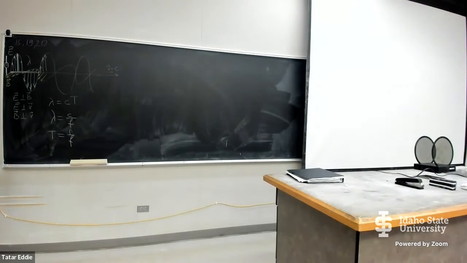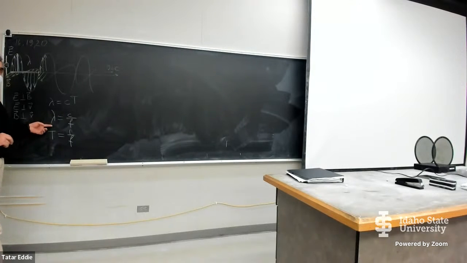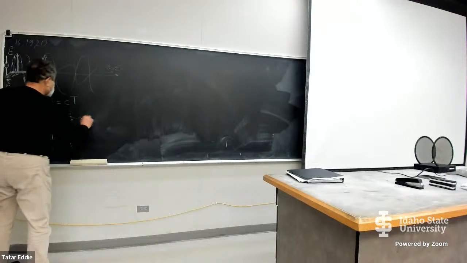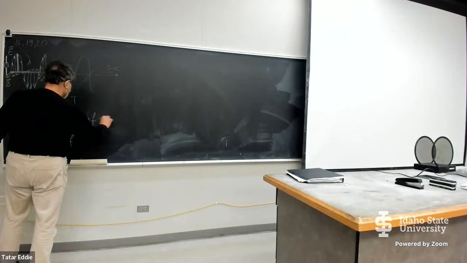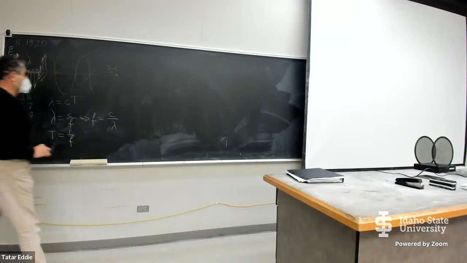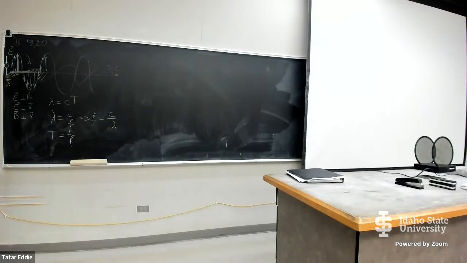So, in other words, from here, the frequency is equal to the speed of light divided by the wavelength. This is the frequency, easily calculable once you have the wavelength, for example.